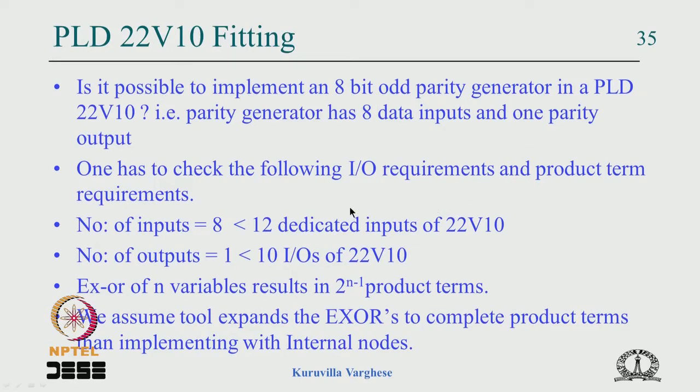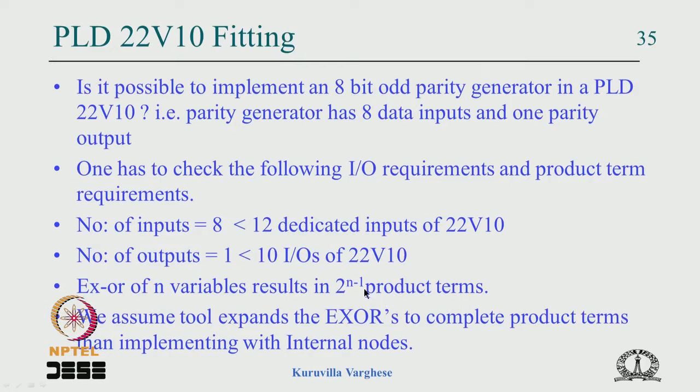But the main thing is that we assume that this is expanded into product terms. I mean, the complete expression, A XOR B XOR up to the 8th input, is completely expanded into product terms, which consists of 2 raised to 7, that is 128 product terms. As for the IO requirements, there are 12 dedicated inputs, so the requirement of 8 is less than that, and 1 output, but there are 10 IOs, so the IO resources are satisfied properly.